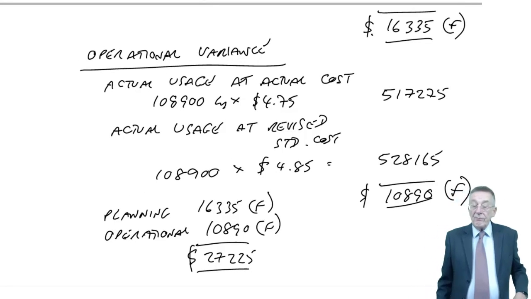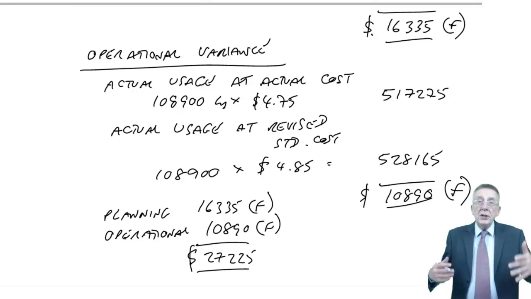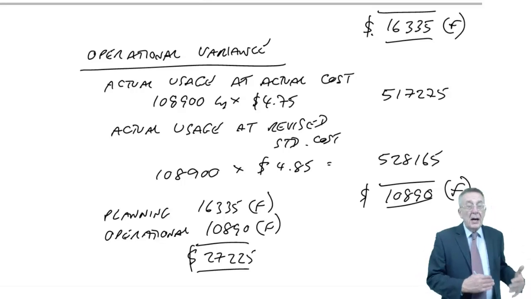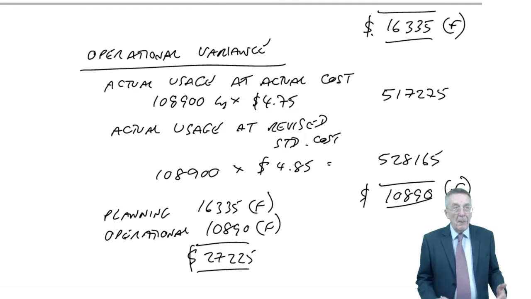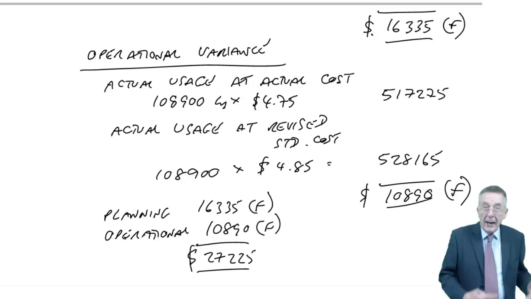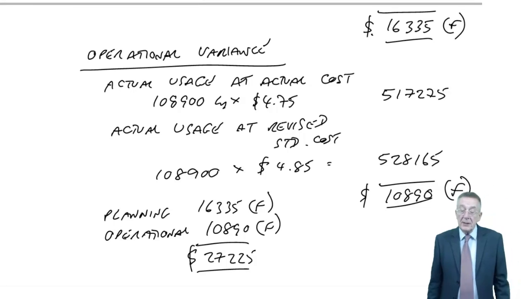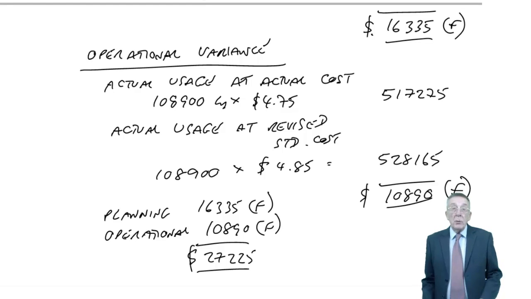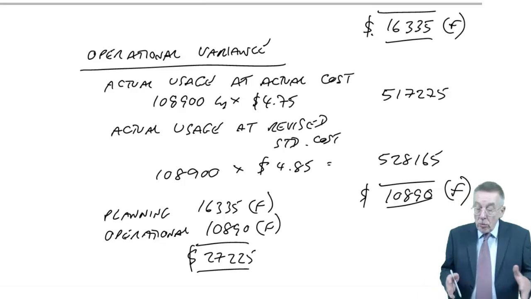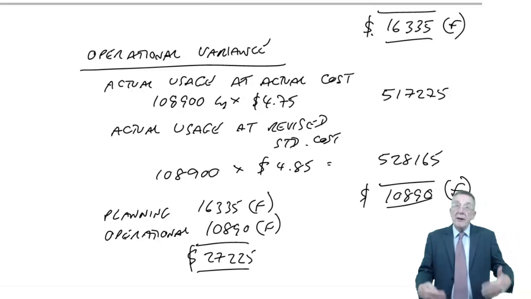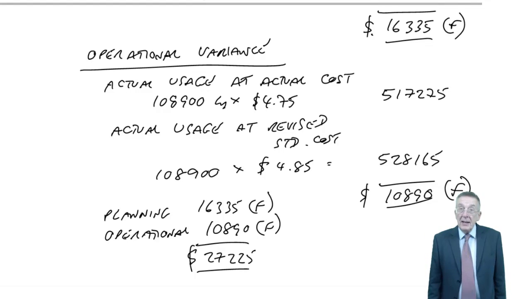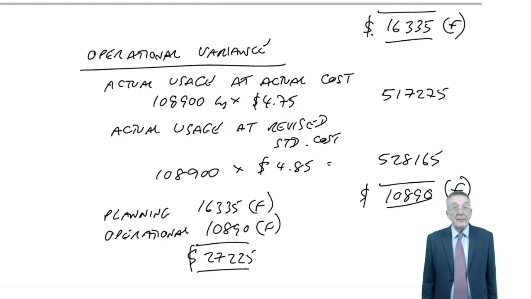16,335 of the variance was due to, or for whatever reason, our plans having changed. We should be buying materials at a different price than we originally budgeted. Operational variance is measuring how well the manager achieved the revised plans. I'll say a bit more about how we interpret them later. For the minute, it's just the arithmetic. But there we are. There's the expenditure.